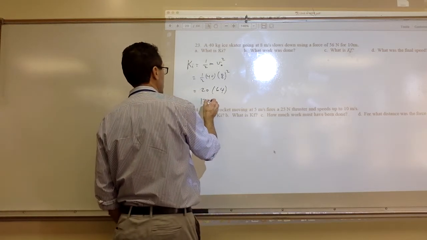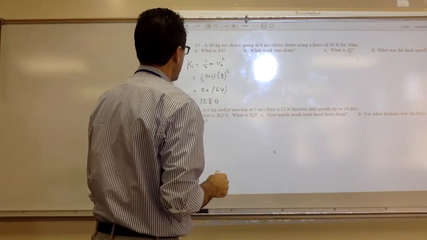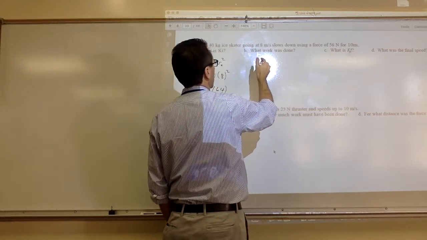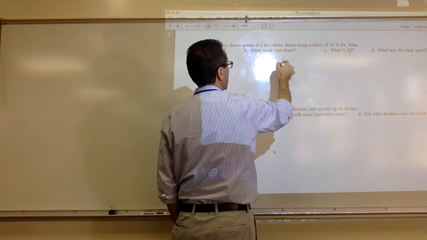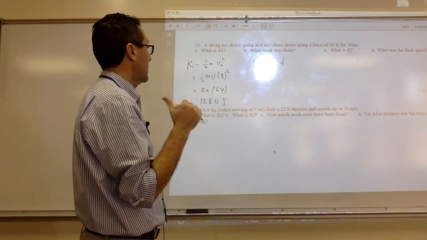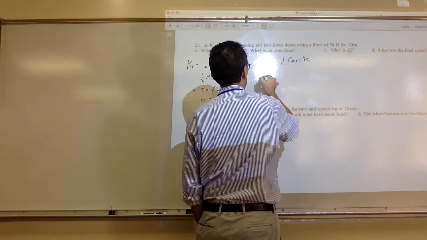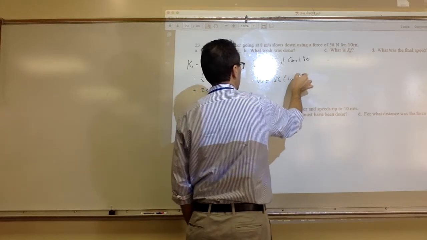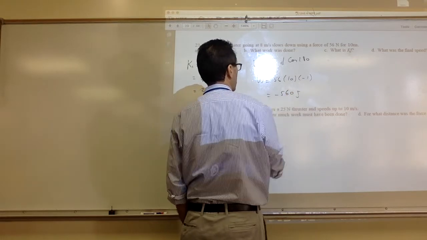So it looks like it's 1280. Yeah, 1280 joules. The work done, work equals force times displacement. Now, they're slowing down, which means the force is going backward and they're still moving forward. So there's an angle of 180 degrees between the two. So the work is going to be 56 times 10 times -1, so it's negative 560 joules.